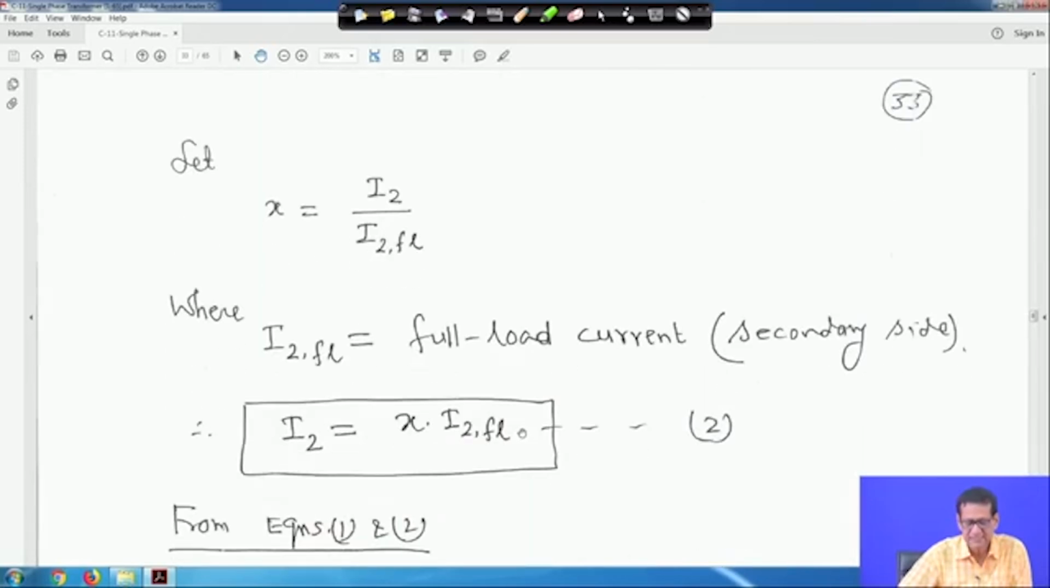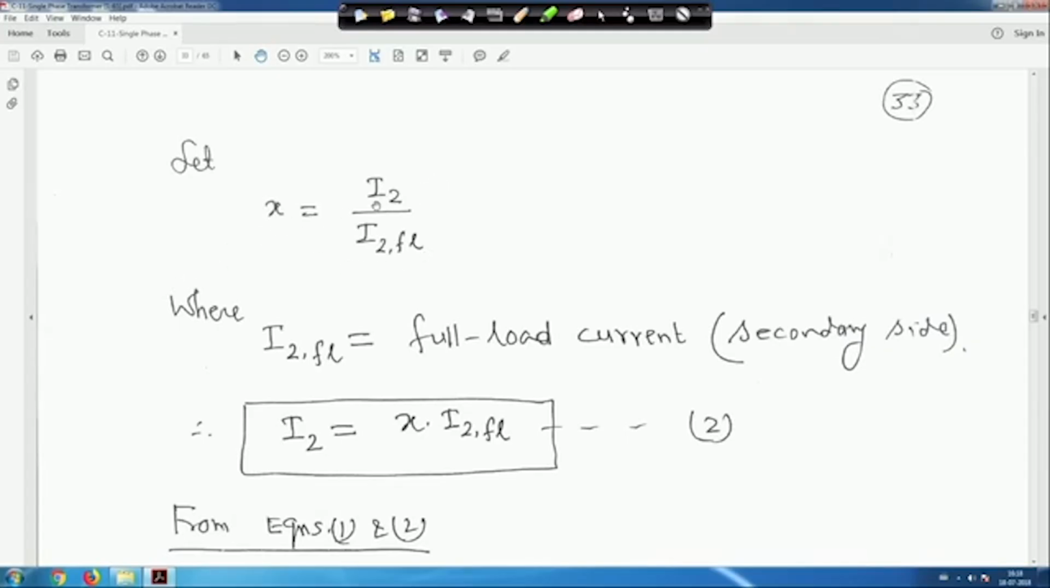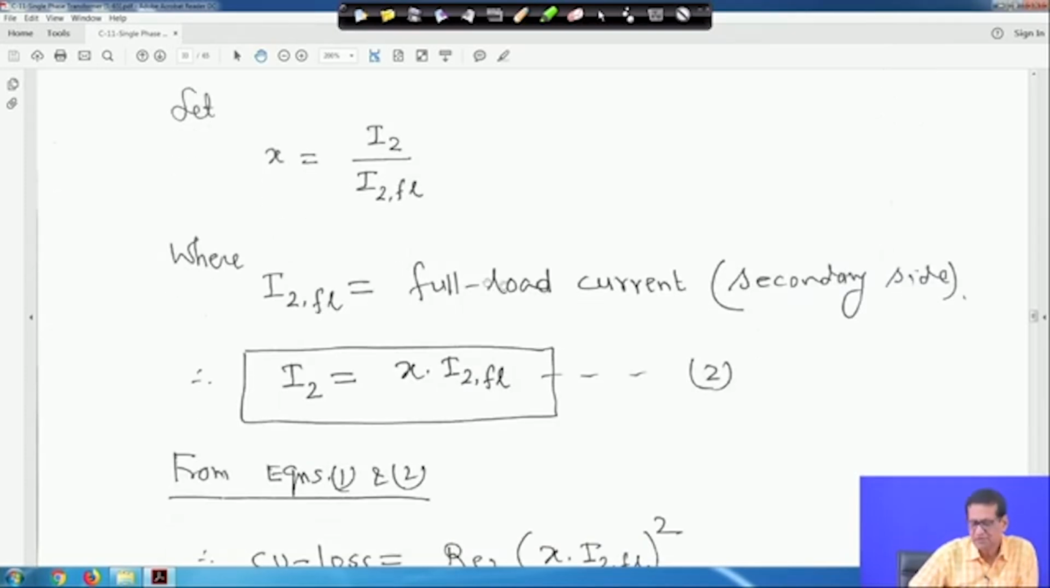Now let us say x is equal to I2 upon I2FL, because the load is placed on the secondary side. I2FL is the full load current. Just now we took an example to compute the full load current on the secondary side: a 500 kVA transformer, we got 1000 ampere. So mathematically x is equal to I2 upon I2FL, where I2FL is the full load current on the secondary side. Therefore, from this equation, I2 is equal to x into I2FL.